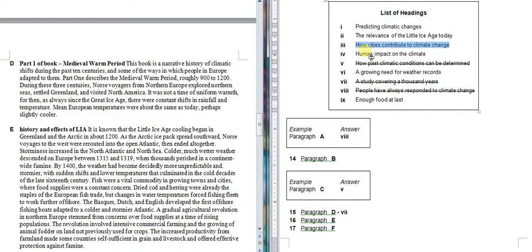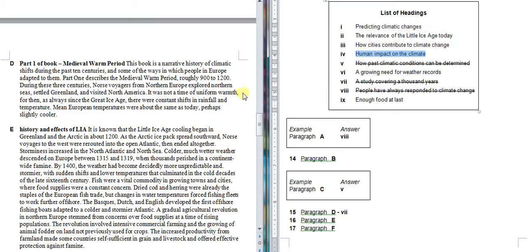I don't think so. No, I don't think so. Human impact on the climate? Doesn't look like this is human impact, no. This is more how people reacted to it, I think.